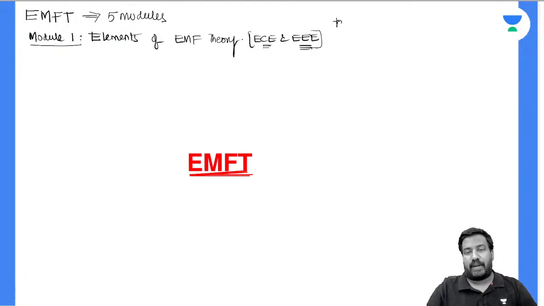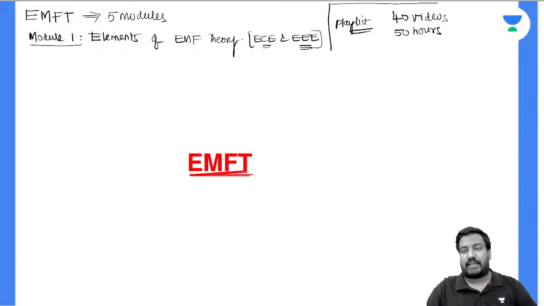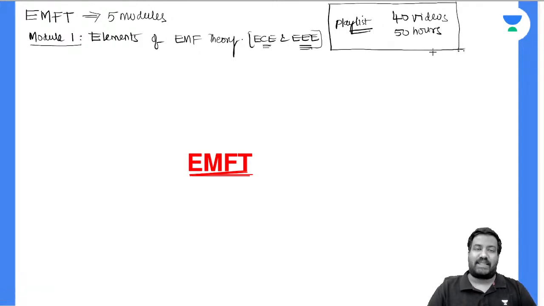We had already created a wonderful playlist on this, with videos and 50 hours of content. For elements of EMF theory, the maximum content available on any channel is not more than 10 hours. Against that, you got 50 hours of content.